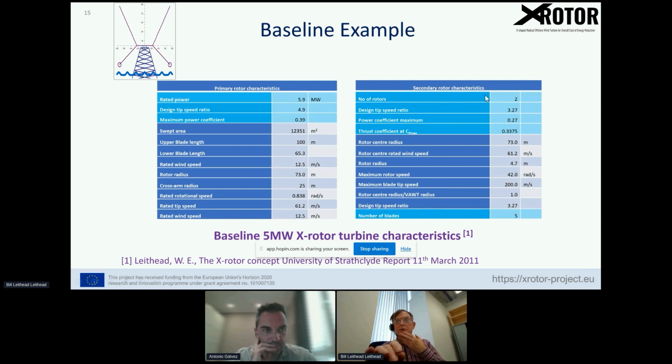For the secondary rotors, we've got two of them, and their design tip speed ratio is 3.27, which gives you the right ratio that you want, because the power coefficient is 0.27. And the thrust coefficient is 0.33, roughly. And we have five blades, so these rotors are very unusual.